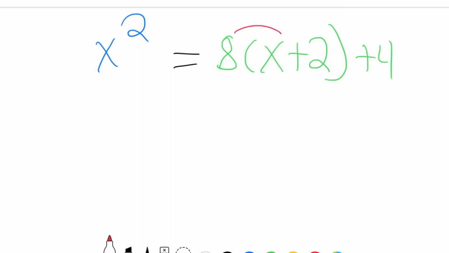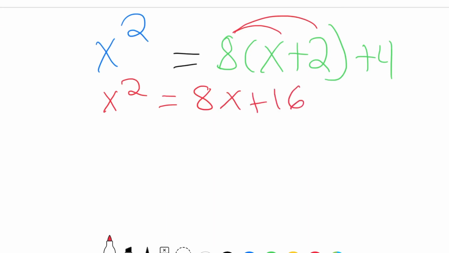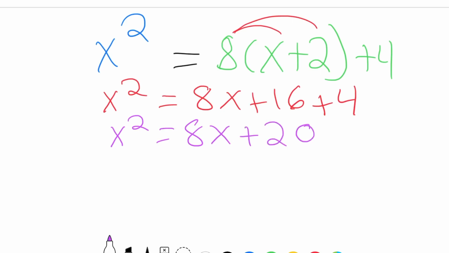So we're going to distribute the 8 to the x and the 2. So then we get our x squared equals 8x plus 16 plus 4. And we're going to simplify one more time to x squared equals 8x plus 20.